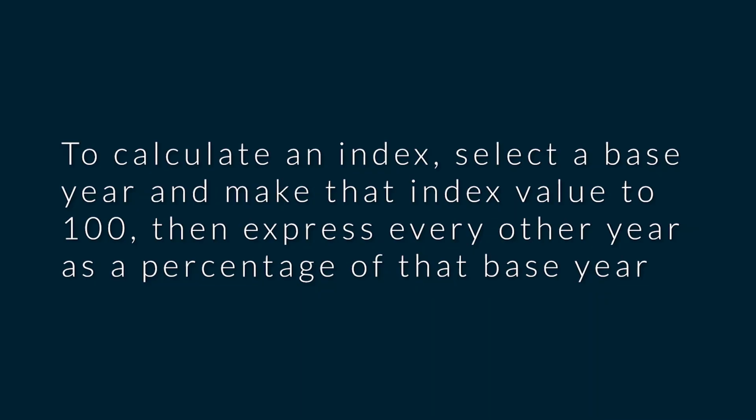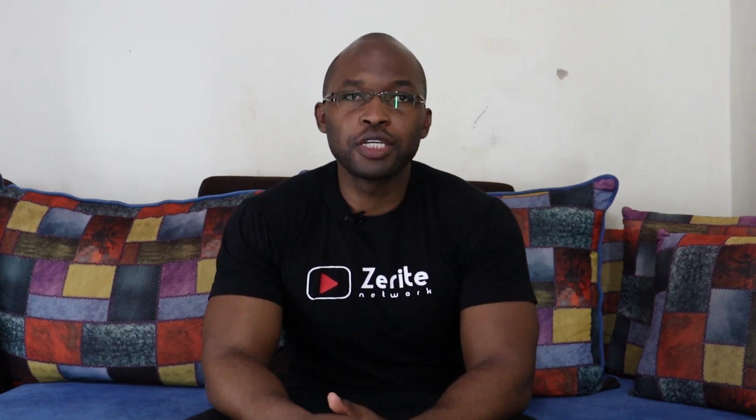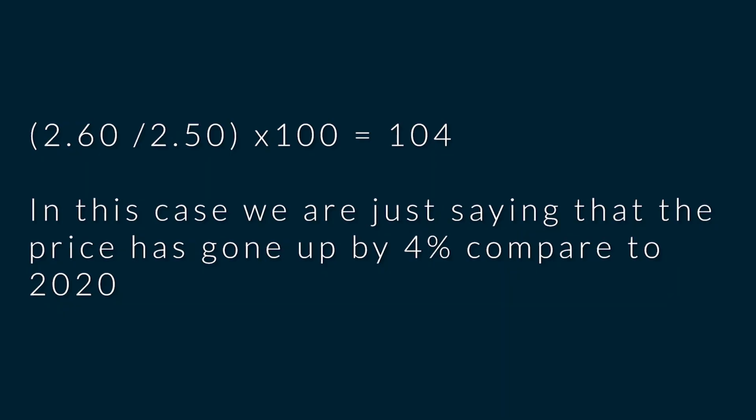To calculate an index, select a base year and set that index value to 100, then express every other year as a percentage of that base year. For example, if the base year is 2020 and the value of the commodity you're dealing with was $2.50, the value of that index will be 100. We are saying 2020, and you're dealing with this particular commodity X at $2.50. And then next year it changes to $2.60. So the question becomes, if it was 100 last year, what is the index this year? It depends on the change. In this case, the index will be 2.6 divided by 2.5 times 100, which equals 104.